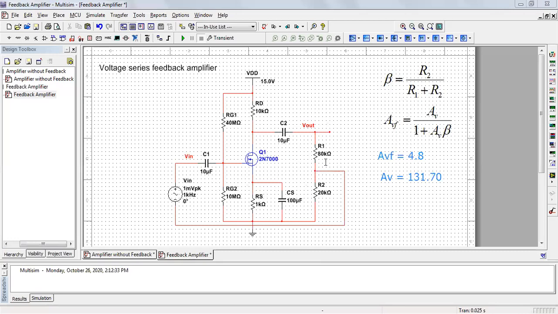Okay, so for a gain of 50, you just have to change the values of R1 and R2, and you will get a gain of 50. So I hope you understood. This is the way we have to perform this experiment.